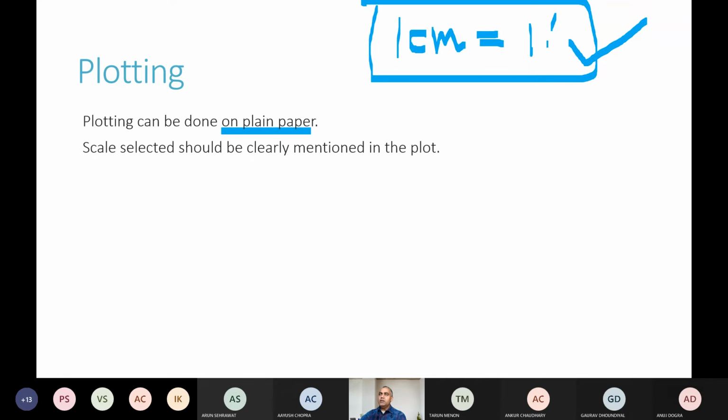Most of the time when the paper setters make these questions, the question is made in such a way that you are able to accommodate the plot using this scale, about 80%. 15 to 20% of the question, you may need to change the scale. So for that, how will you come to know?